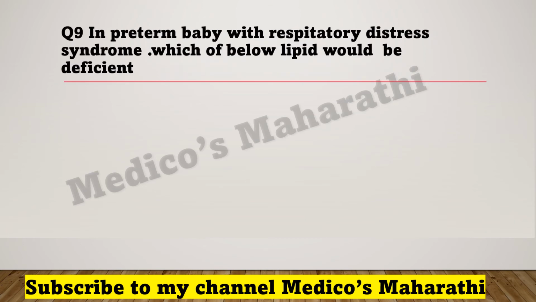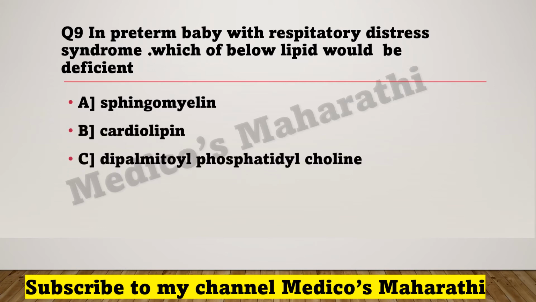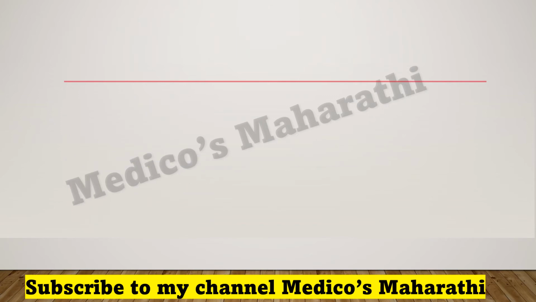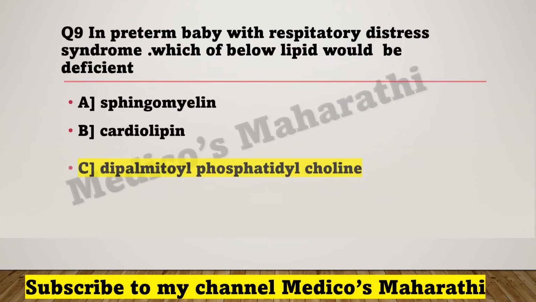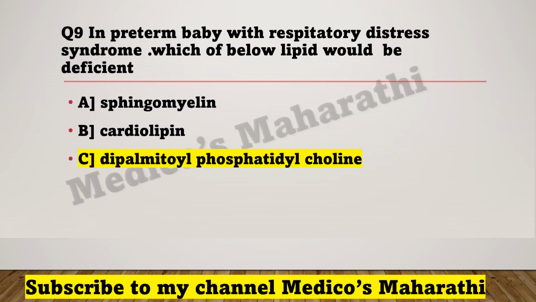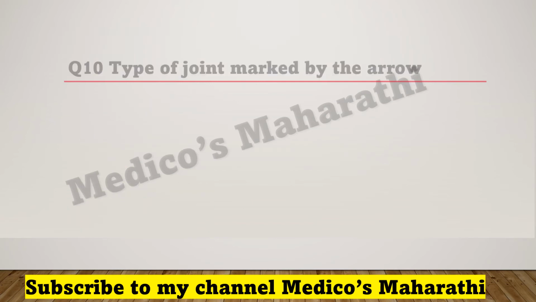In a preterm baby with respiratory distress syndrome, which of the below lipids would be deficient? Sphingomyelin, cardiolipin, dipalmitoyl phosphatidylcholine. So the correct choice for the question is option number C, dipalmitoyl phosphatidylcholine. Okay, what is the correct choice? C. What is the next question?